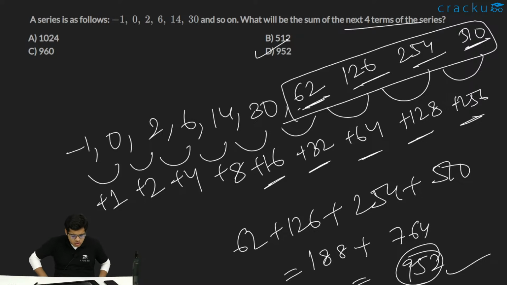X square plus 2. Is it so? 2x plus 2, you're telling. Yeah, that is also good logic. Yeah, 2x plus 2 is also right. It's good. But in this way also you can think, right?